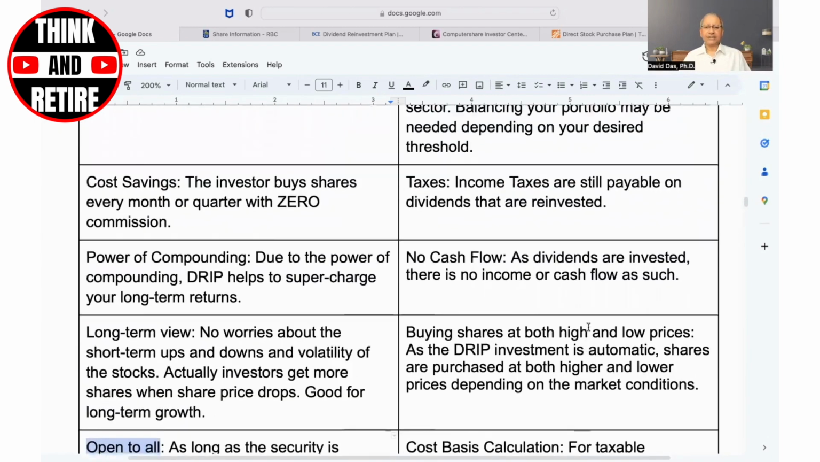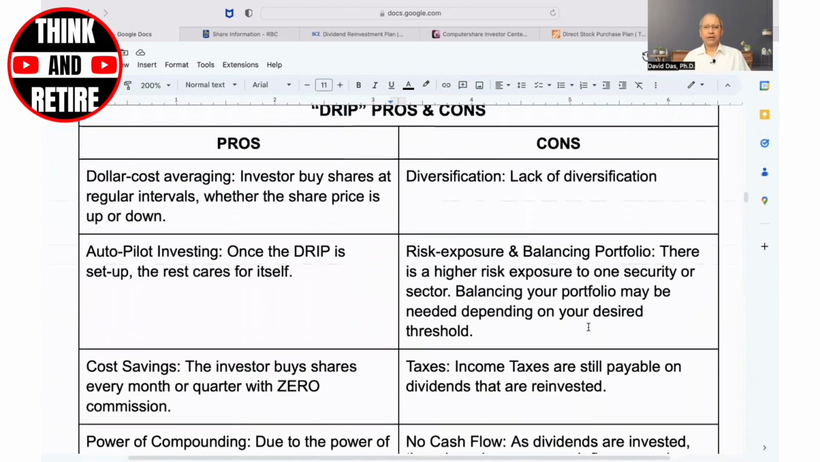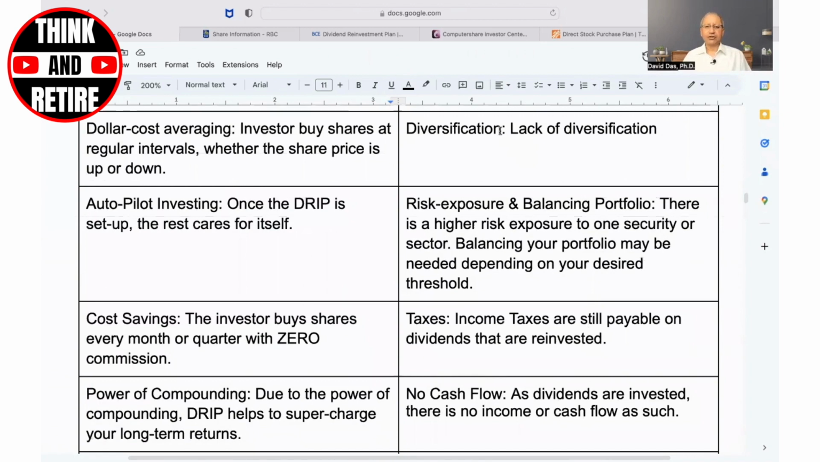Now, what are the disadvantages of DRIP? Number one is the diversification, or the lack of diversification. Risk exposure and balancing portfolio. There is a higher risk exposure to one security or sector. Balancing your portfolio may be needed depending on your desired threshold.